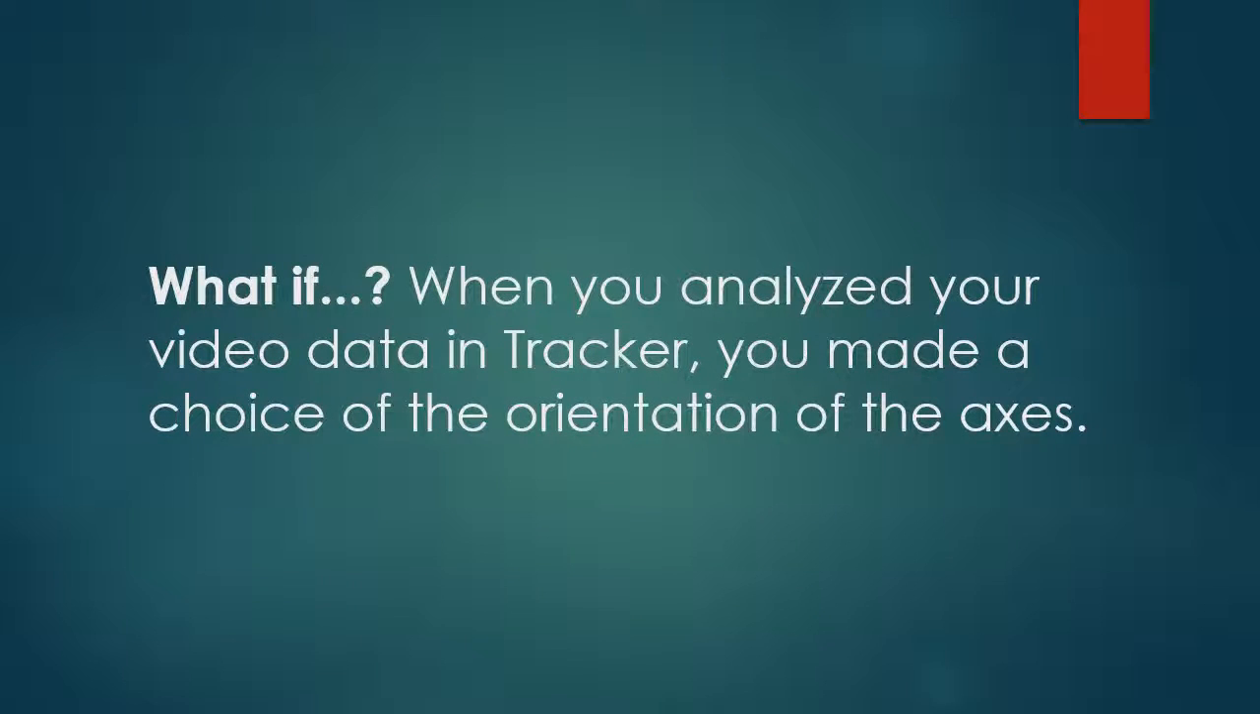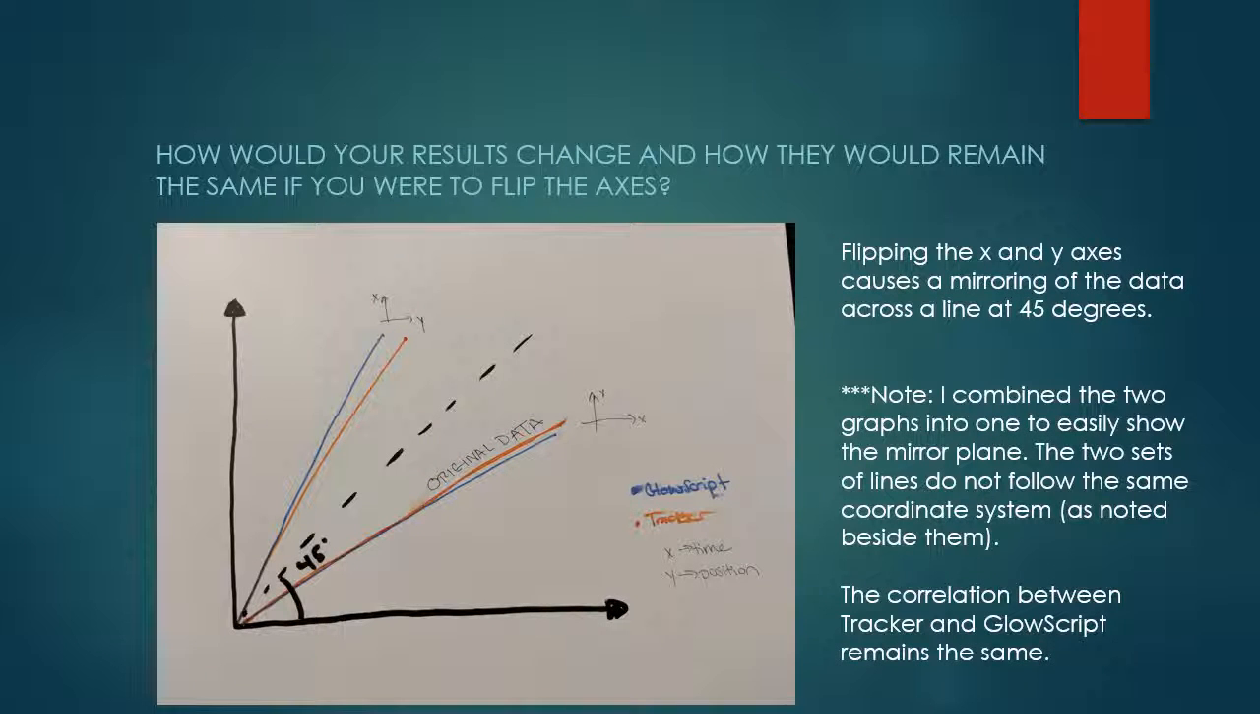Leading into a question, when I analyzed my video data in Tracker, I made a choice of the orientation of the axes. How would the results change and how would they remain the same if I were to flip the time and position axes? Well, flipping the x time and y position axes causes a mirroring of the data across a line at 45 degrees. Here's the original data using the standard coordinate system, and here's the data when flipped across the 45-degree line in order to accommodate the time now being the vertical and the position being the horizontal. However, the correlation between Tracker and GlowScript remains the same.